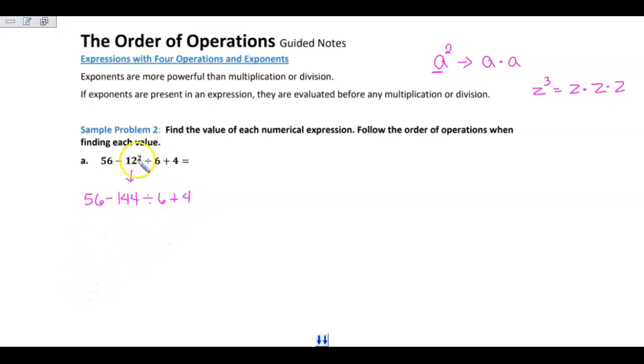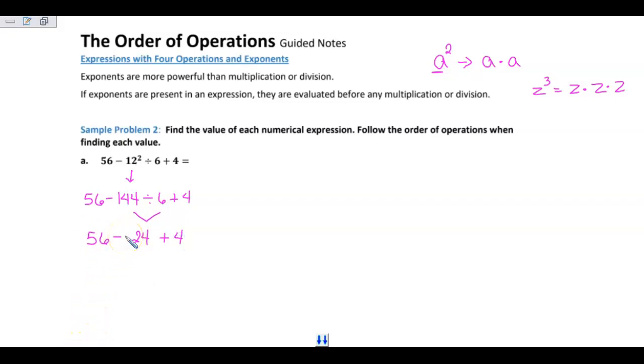After exponents, we have multiplication or division working left to right. So I have subtraction, division, and addition. I'm going to do this one next. I'm going to take 144 and divide it by 6, and that gives me 24. And bring everything else down.